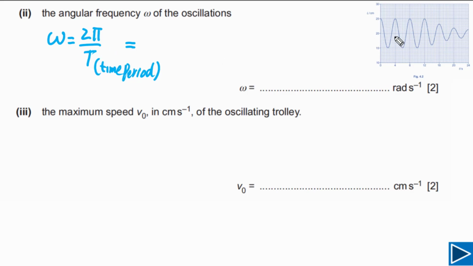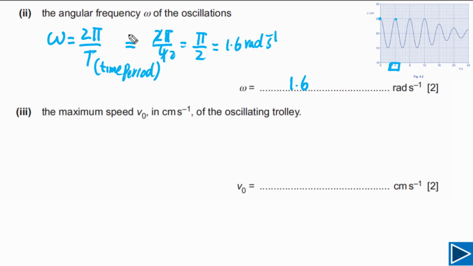If you look at figure 4.2, we can find out that this is one complete oscillation. So this time taken is equal to the time period. Now simply we can plug in the value of capital T here. Capital T is equal to 4. And we can cancel this 2 with 4, so we are left with pi by 2, and pi by 2 is equal to 1.6 radians per second. So our final answer is 1.6 radians per second.